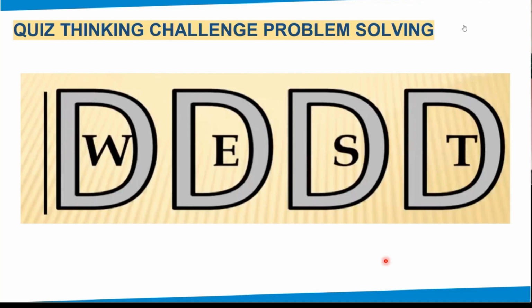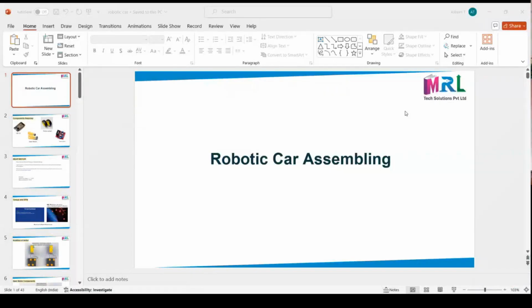Now we move to our class. The topic for today is robotic car assembly. So we're going to learn how to assemble a car. Today you are going to be a mechanic. You are not going to be an electronic student. You're going to connect all the parts of the car that is in your hand, and then you are going to run the car using the battery. So that is the aim of today's class.